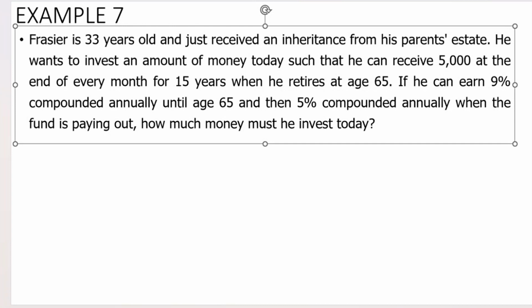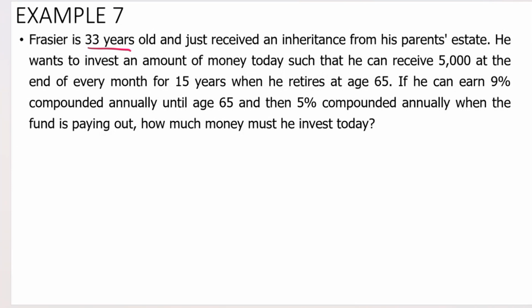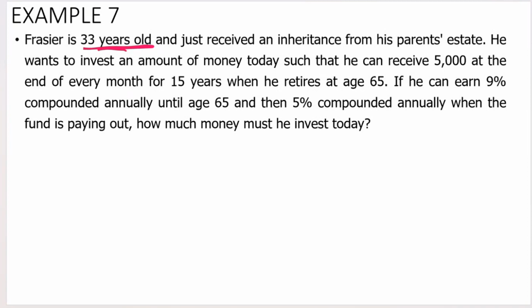A deferred annuity, you've got two payment periods. So you need to be able to draw your timeline. Okay. So now you are told about this guy. He is, right now, the current moment, 33 years old. Okay, he has just received an inheritance from his parents.